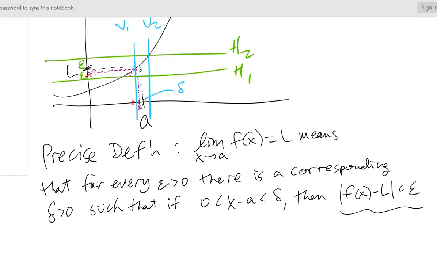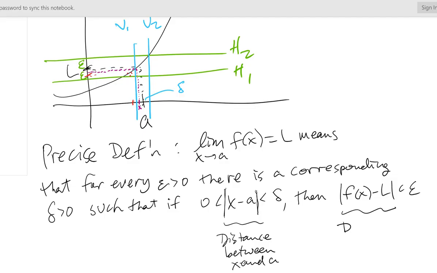I do need to add one more thing though. This is absolute value of x minus a here. Okay, that's really important. Absolute value of x minus a, because the x could be on either side of a. Okay, so the absolute value of x minus a is the distance between x and a. You go back to your algebra class and you can see that. And then the absolute value of f of x minus L is the distance between f of x and L.